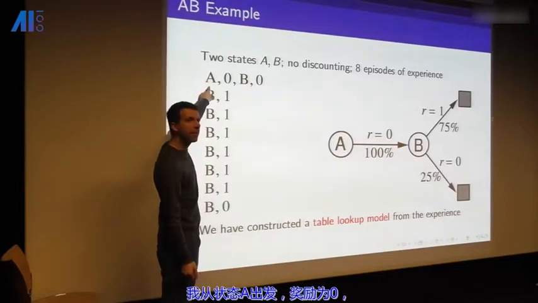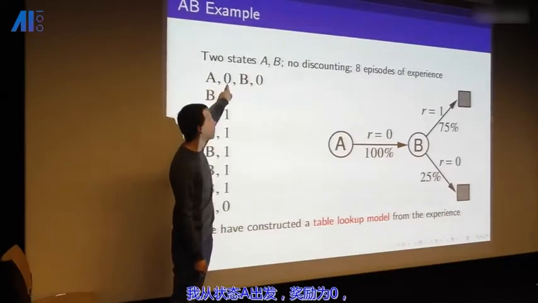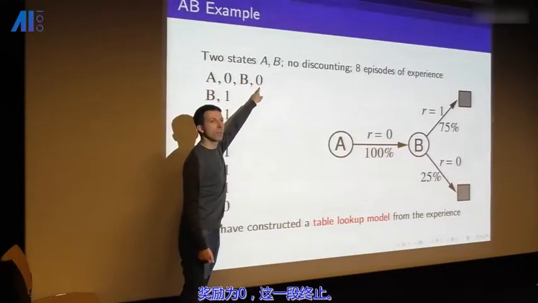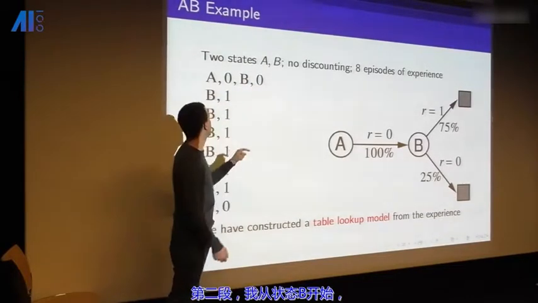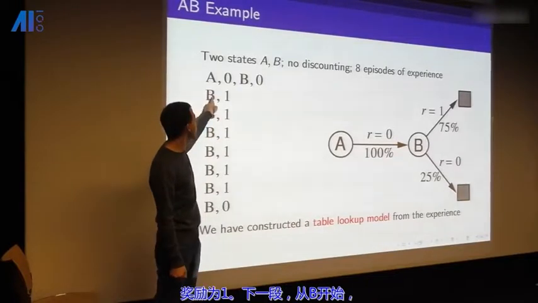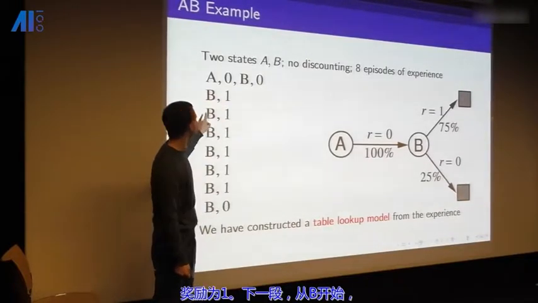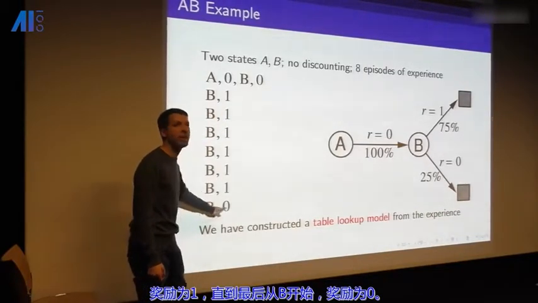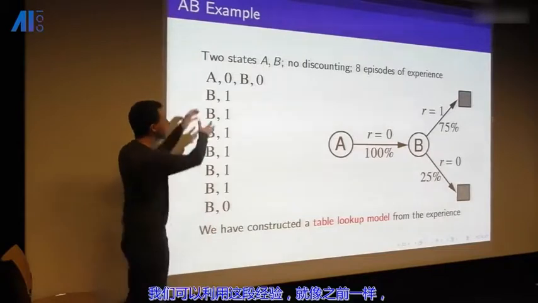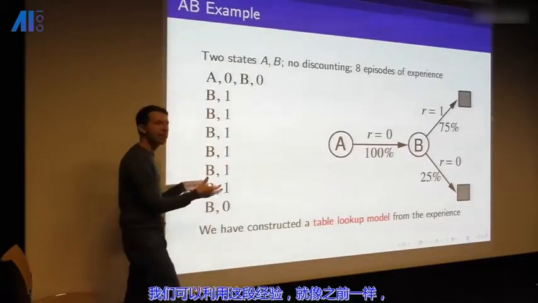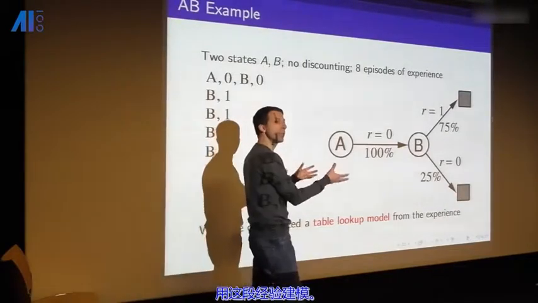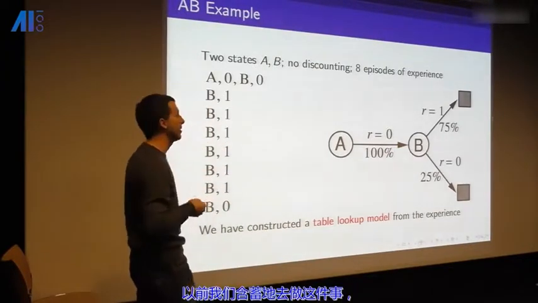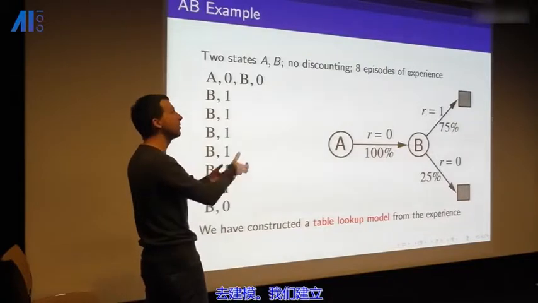This means on the first episode, I started in state A, got reward 0, then went to state B, got reward of 0, and then the episode terminated. Second episode, I started in state B, saw a reward of 1. Next episode, started in B, reward 1, until finally started in B, got reward 0. So we can take this experience, and as we did before, we can build a model from this experience. This is what TD was doing implicitly. Now we're making that explicit. We're explicitly building this model.